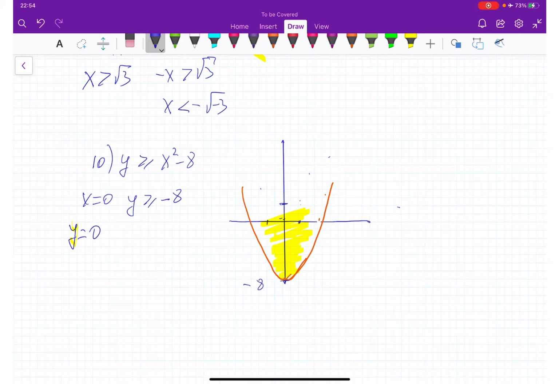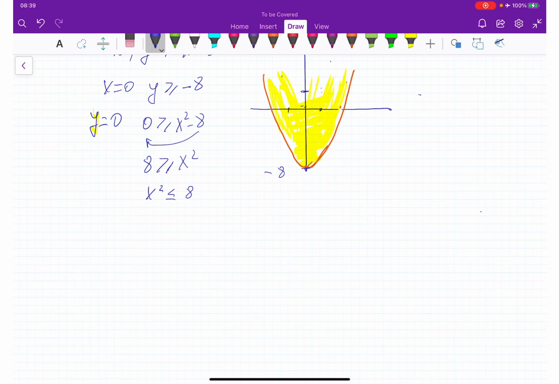y is equal to 0, then we have 0 greater than or equal to x squared minus 8. Which means moving negative 8 to this side, 8 greater than or equal to x squared. Yes, 8 greater than or equal to x squared, which means x squared is less than or equal to 8.